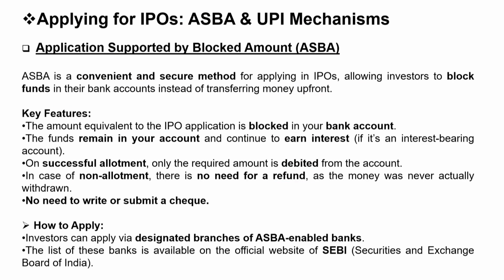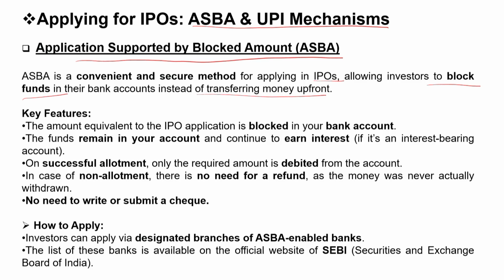Now let us understand how you can apply for IPOs, that is the initial public offering, by using the mechanism of ASBA and UPI. So ASBA basically stands for application supported by blocked amount. It is a convenient method with the help of which the investors can block their bank account funds for the purchase of a particular IPO or FPO's shares and securities. So instead of transferring the money upfront, they can block their amount and they can very easily make the payment of the shares for which they have applied into the security market.